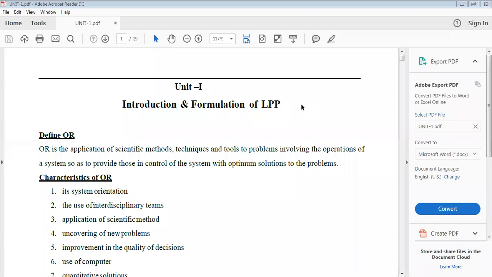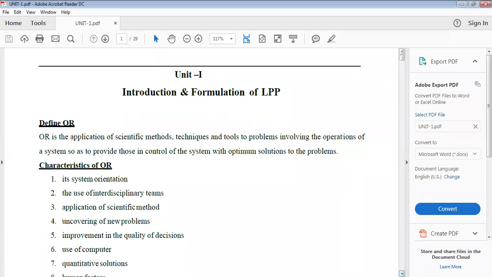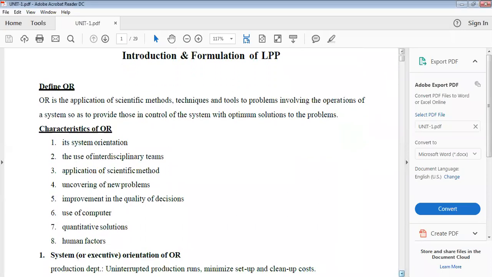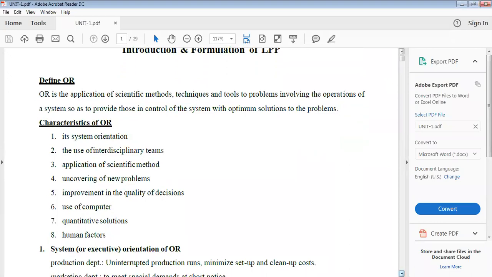Okay. Now comes the introduction to operations research. I have already conducted 2 classes for the B section, so I'm going to be a little bit fast in this particular hour. Definition of OR: OR is the application of scientific methods, techniques, and tools to problems involving operations of a system, so as to provide those in control of the system with optimum solutions to the problems.